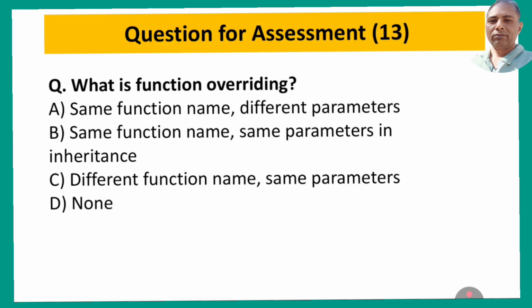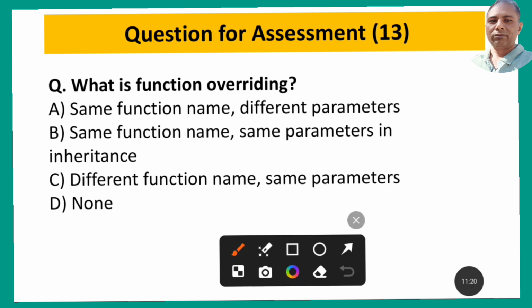Now we have one question for you. What have you learned in this lecture? The question is: what is function overriding? You have four options: same function name, different parameters; same function name, same parameters in inheritance; different function name, same parameters; and none. So these are the four options. You can try this question and answer us in the comment box.